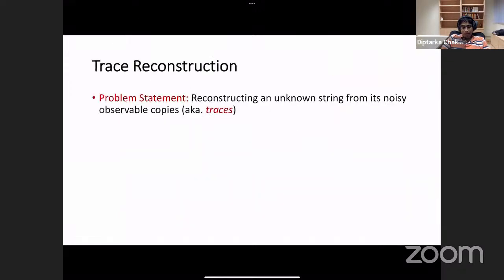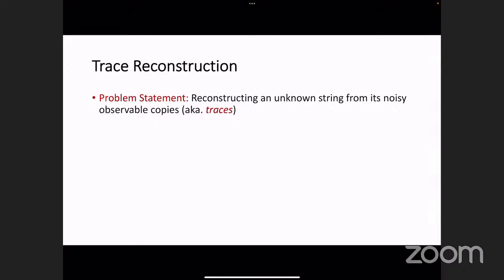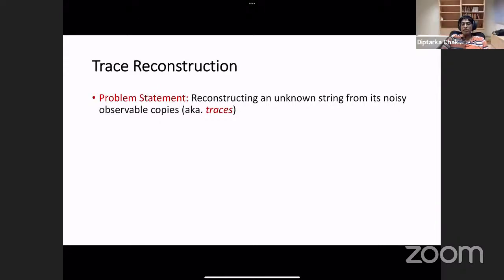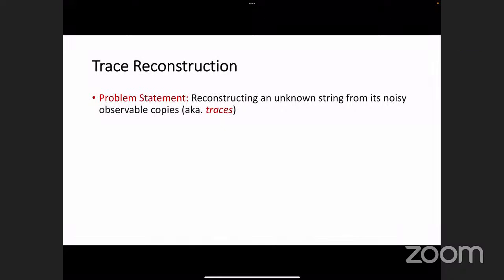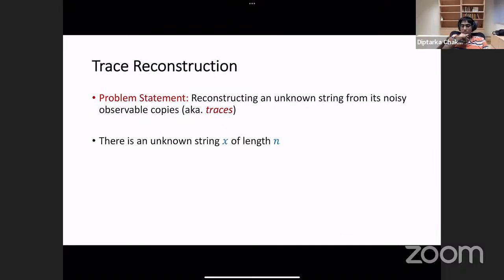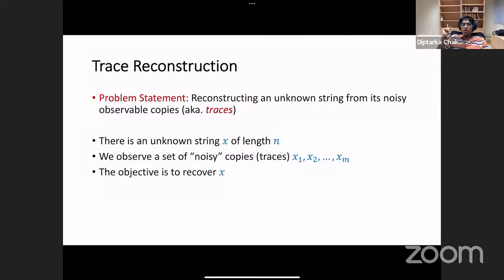So now here is the formal description of the problem. This problem is referred to as the trace reconstruction problem. Our objective is to reconstruct an unknown string from its noisy observable copies, and each of these observable copies is also referred to as a trace. There is an unknown string x, and we will use n to denote its length. The noisy copies are x1, x2, up to xm. And our objective is to recover x. You can see that this is exactly the problem that we have seen in the second step of this DNA storage application.